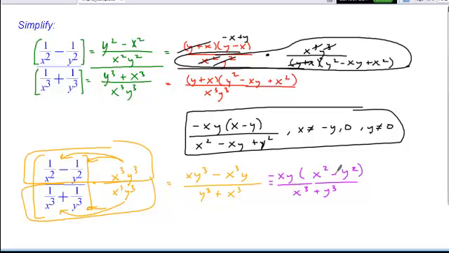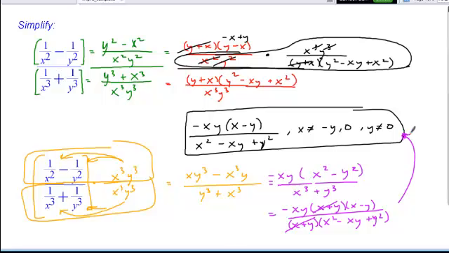And now what you can do is factor each of these independently. So we have the difference of squares, x plus y, x minus y. Here the sum of cubes, so it's x plus y times x squared minus xy plus y squared. And you can see here the x plus y's cancel, and you're left with the exact same answer that we got using the first method. So it doesn't matter which method you choose.